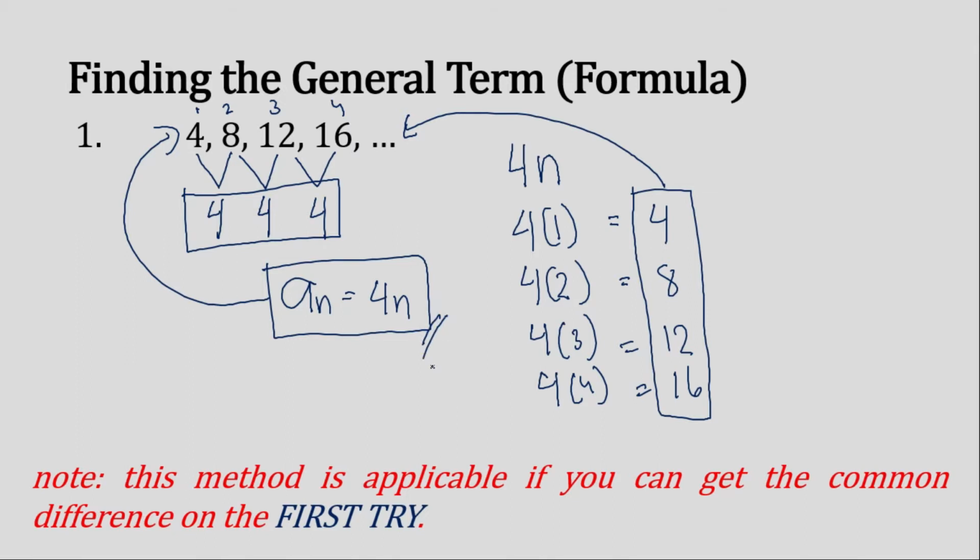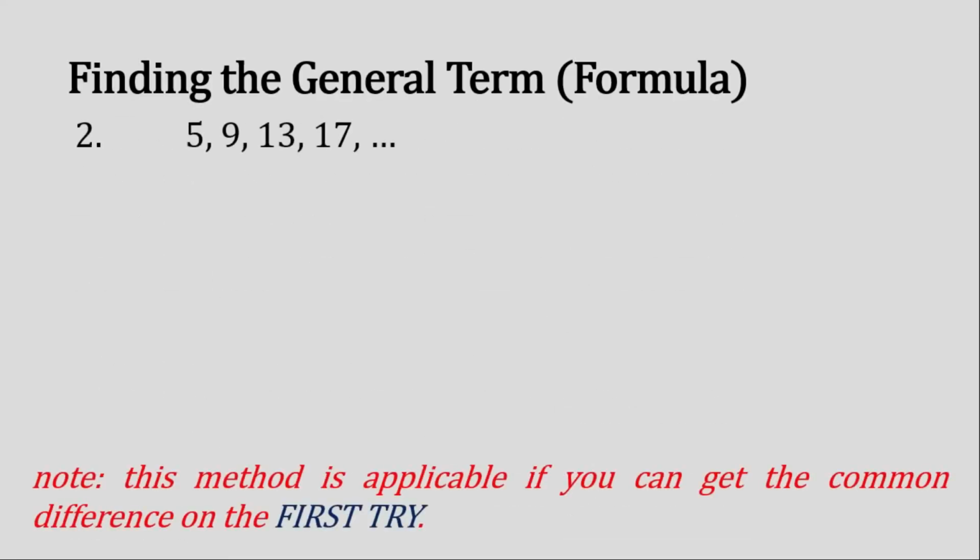Now let's try another formula. Again, remember that this method is applicable if you can get the common difference on the first try. So let's do this. Let's try to get the common difference. 9 minus 5 is 4. 13 minus 9 is also 4. 17 minus 13 is also 4. On our first try, we get the common difference of 4. So let's proceed to the next step.